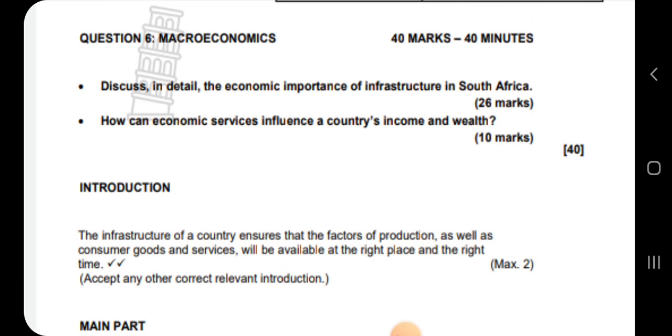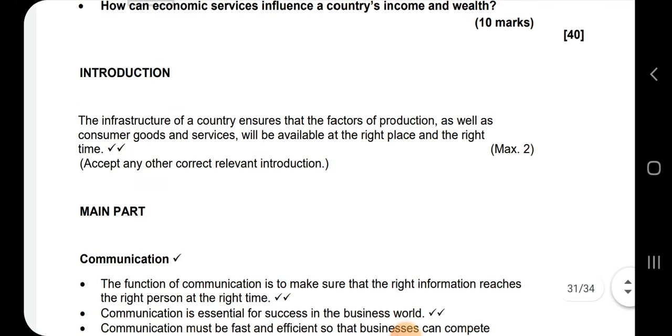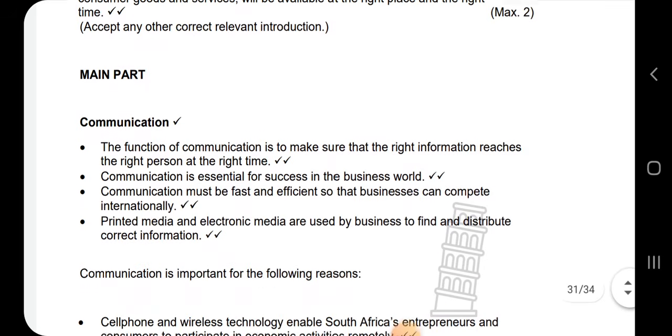And then question 6, discuss in detail the economic importance of infrastructure in South Africa. Infrastructure, guys, it's roads, hospitals, telecommunications, anything that makes the standard of living better. All the infrastructure in a country, buildings, construction, any types of things that make life easy, is part of infrastructure. So the infrastructure of a country ensures that the factors of production as well as consumer goods and services will be available at the right place and the right time. So infrastructure makes things available.